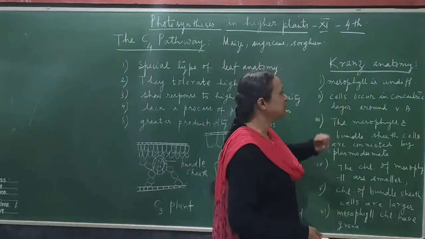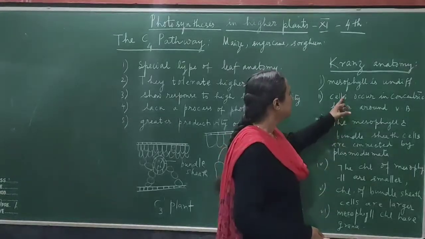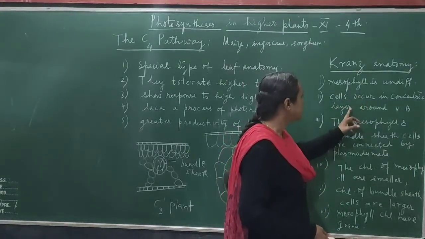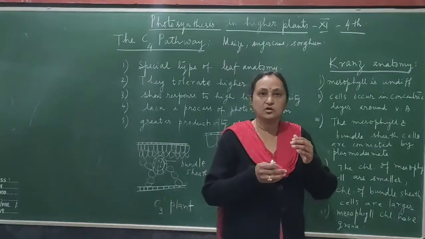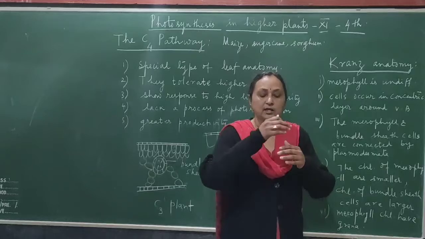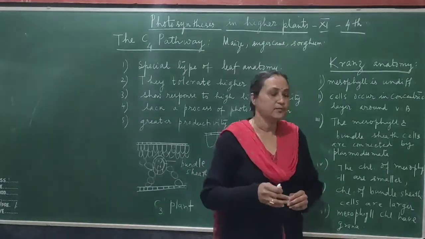I explained to you the mesophyll is not differentiated into two distinct layers. Cells occur in concentric layers around the vascular bundle. So the vascular bundle is not a single layer but many layers, and around the vascular bundle the mesophyll is also arranged in a spherical way.